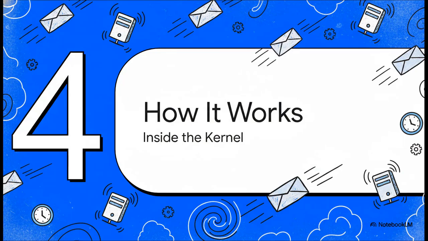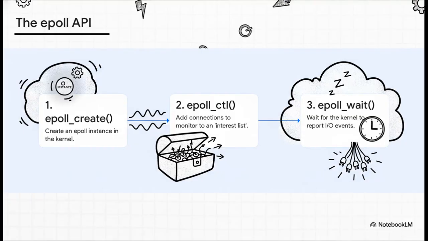So how does epoll actually pull this off? What's the real mechanism behind the scenes that makes it so blindingly fast? Well, your application only has to use 3 main system calls. First, you create an epoll object inside the kernel itself. Then you tell it, "Hey, these are the connections I'm interested in." And third, you just wait. Your program basically goes to sleep, and the kernel promises to wake it up only when there's something that actually needs to be done. No more busy work.